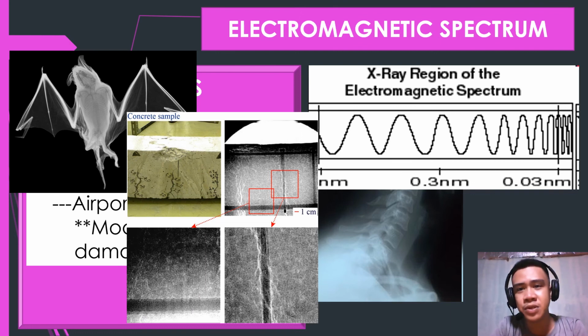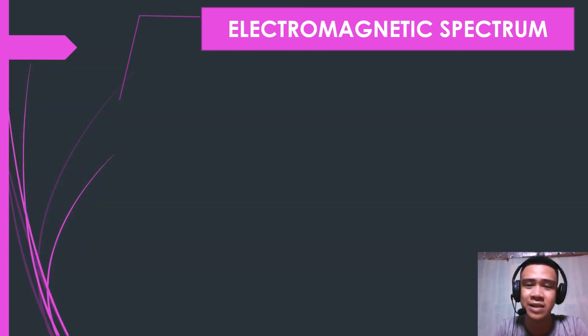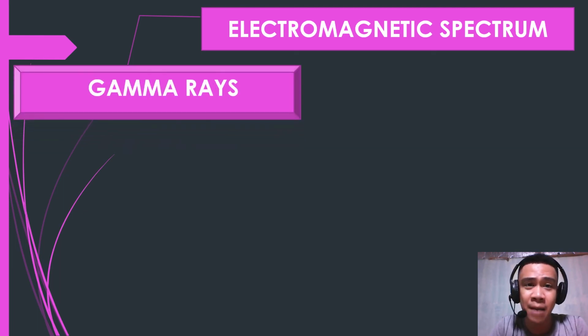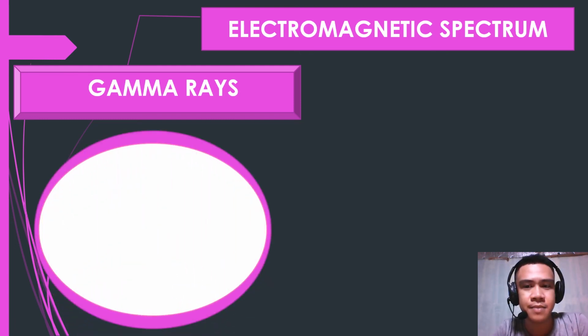And this is the region of the X-ray within the electromagnetic spectrum. So that is from 3 nanometers up to 0.03 nanometers. So it's very tiny compared to ultraviolet rays. The last one: we have letter G, which stands for gamma rays. So what are gamma rays?